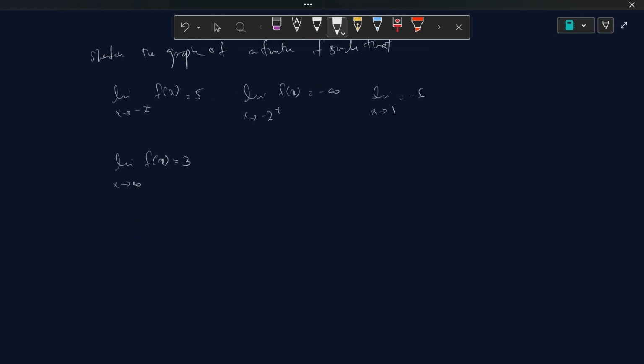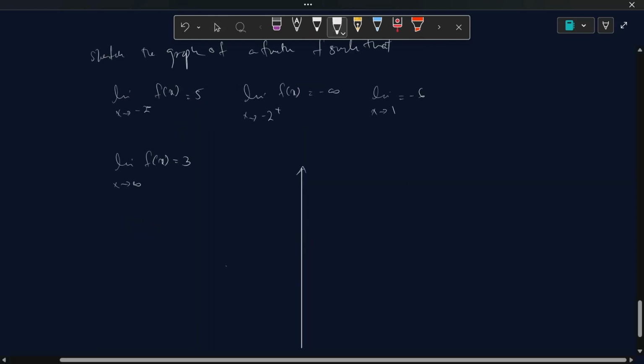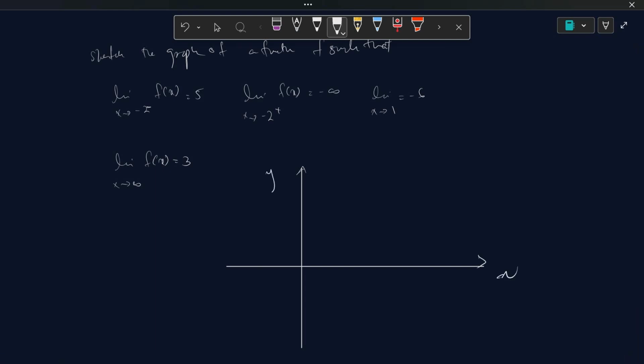So how would you draw this graph? We have this axis over here. Let's just draw our x-axis and y-axis. So how are you going to draw this?